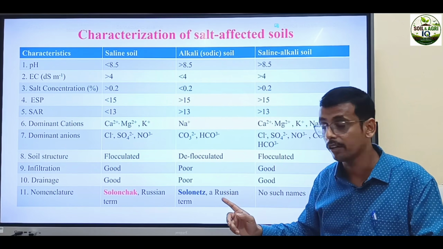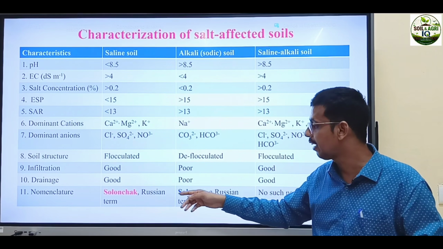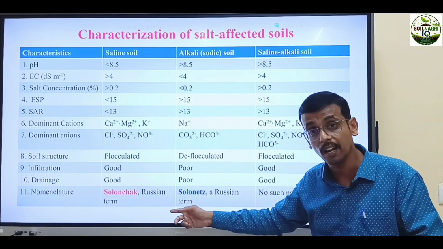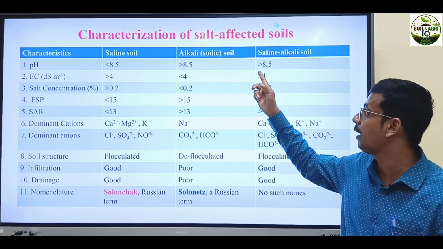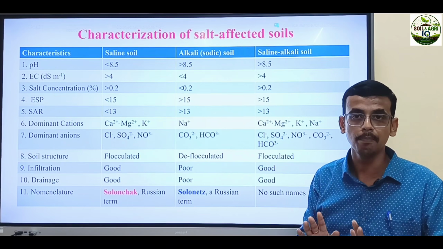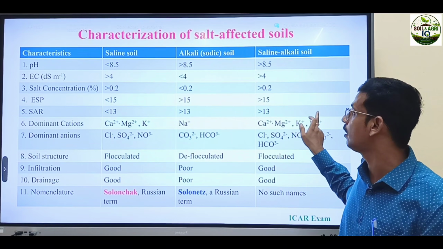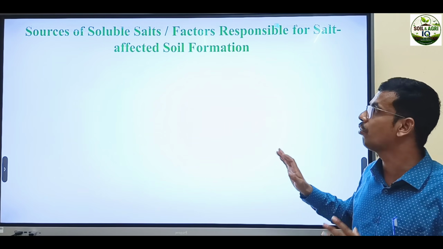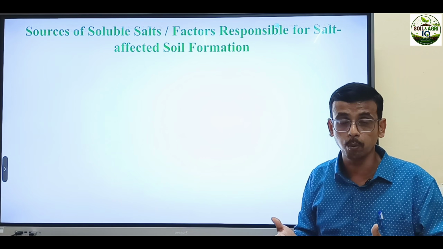Nomenclature, this is again important. Saline soil has a Russian term: another name of saline soil is Solonchak. And another name of alkali soil in Russian term is Solonetz. These two are again important. Then coming to sources of soluble salt, how salt affected soil forms and from where the soluble salt comes.